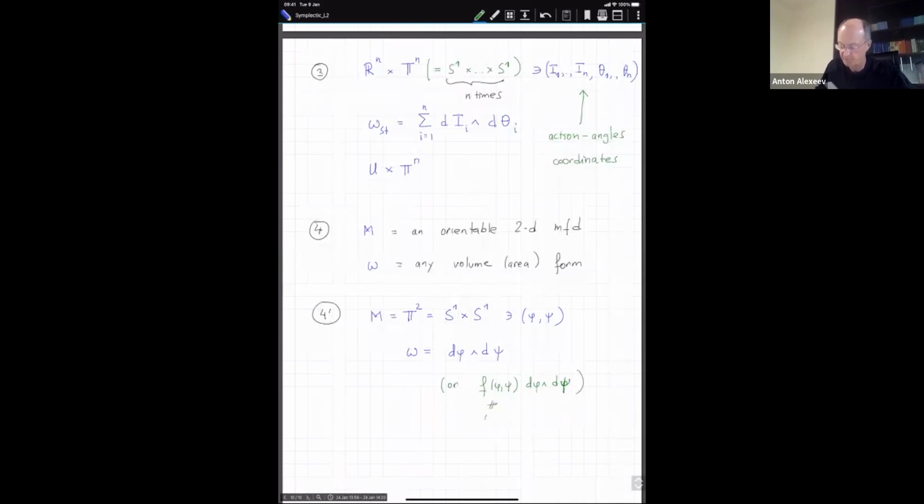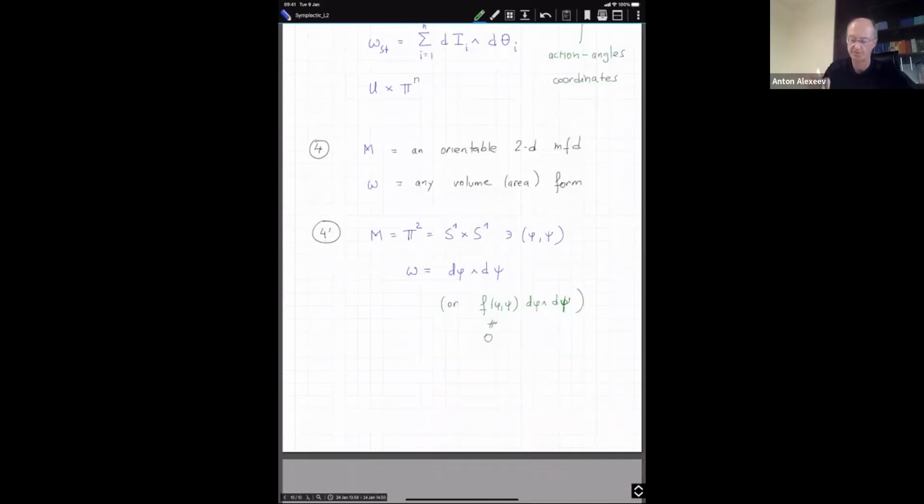And this must be non-zero. So here you get lots of symplectic forms for free.